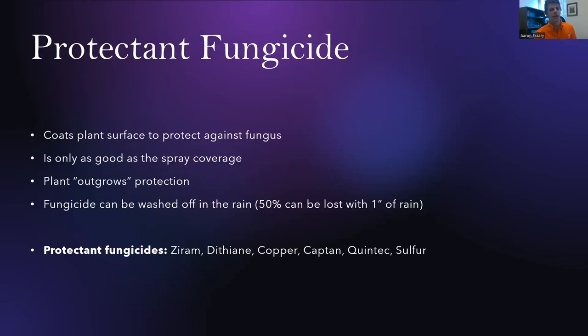So protective fungicides, again, just coat the plant surface to protect against the fungus. It's done preventatively, and that's the best position to be in. You want to spray preventatively. But protective fungicides are only as good as your spray coverage. So when you are spraying, you need to make sure you are getting good coverage, good penetration, hitting all parts of the canopy. Again, the plant will outgrow the protection. So if you spray in early April, you're going to have to go back again and spray in late April.